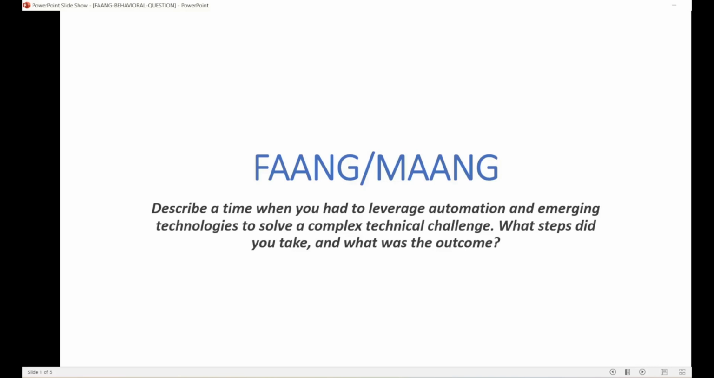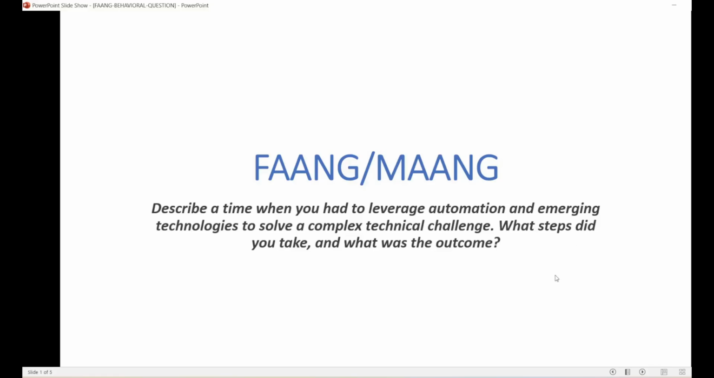So the question is this: describe a time when you leveraged automation and emerging technologies to solve a complex technical challenge. What steps did you take, and what was the outcome? It's very interesting actually. Come on, let's discuss now.